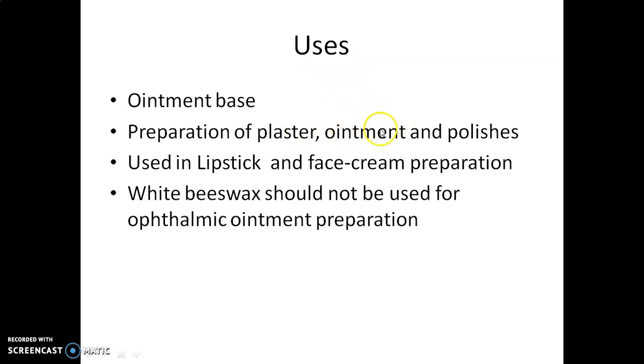But white beeswax should not be used for ophthalmic ointment preparation. Very important, try to remember this point. White beeswax should not be used for ophthalmic ointment preparation. What is the reason behind this? Because white beeswax is prepared using several chemical bleaching agents: charcoal, potassium permanganate, chromic acid or chlorine. So the bleaching agent's residue may be present in white beeswax, and that is very harmful for the eyes.